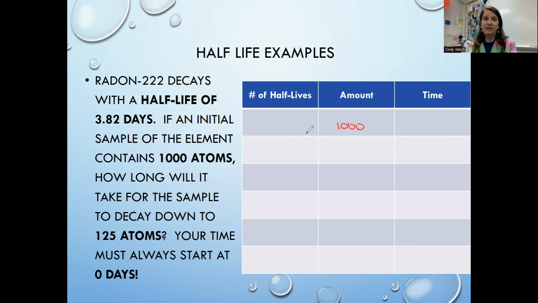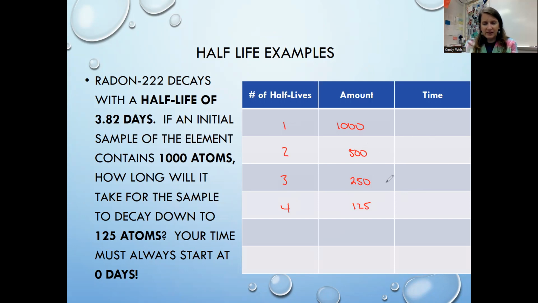So what I'm going to do is see how many half-lives pass. After the first half-life, I'm going to decrease by half, so that's going to be 500. That's going to decrease by half to 250. That's going to decrease by half to 125. So 4 half-lives have passed because it has decreased in half that many times.